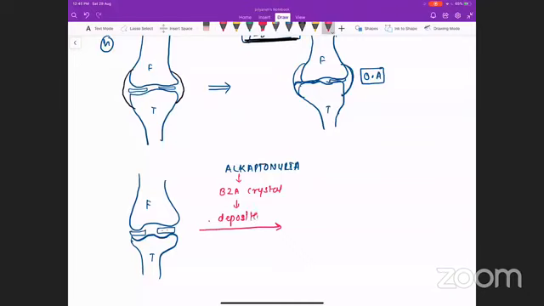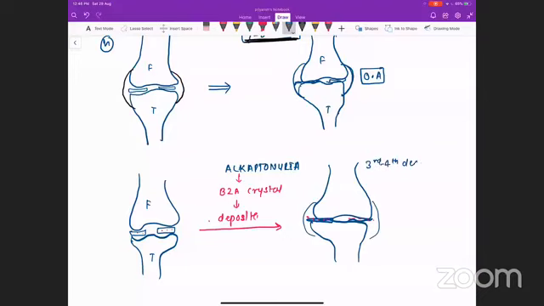Because these crystals get deposited in the cartilage, the destruction of cartilage will occur very rapidly. So within the 3rd or 4th decade of life, we are going to notice that the cartilage is destroyed, and the benzoquinone acetate crystals are there in the joint cavity.